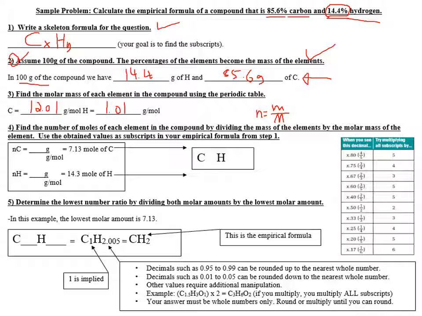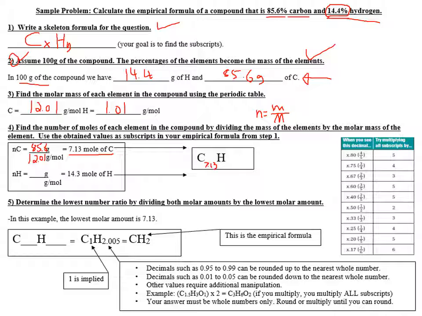So for carbon, we had 85.6 grams divided by our molar mass, which is 12.01. Put that in your calculator just to see if you get the right answer. So it's 85.6 divided by 12.01, and we get 7.13 moles. So I'm going to write that down over here, 7.13 as the subscript for carbon. Now we can't have decimals, but don't worry, we'll fix that in a second.